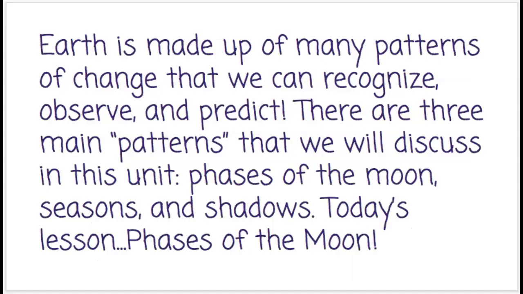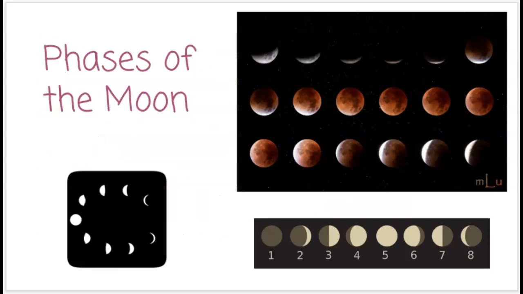So Earth is made up of many patterns of change that we can recognize, observe, and predict. There are 3 main, quote, patterns that we will discuss in this unit: phases of the moon, which is this lesson, seasons, and shadows. Today's lesson, as I said, is phases of the moon. So, phases of the moon, let's discuss.